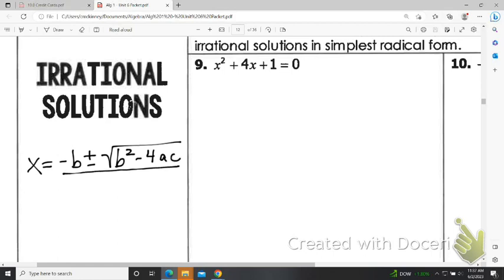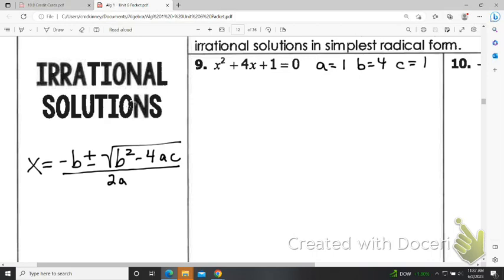So remember, all the A's, all the B's, all the C's will get filled in with a number that we identify. The signs and the 4 and the 2 are always going to be there. All right, so here we're already in standard form. A is equal to 1, B is equal to 4, C is equal to 1.